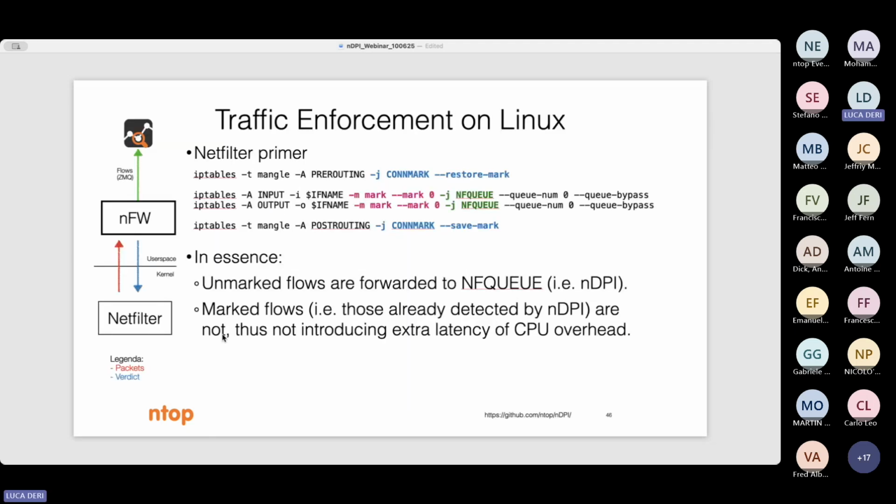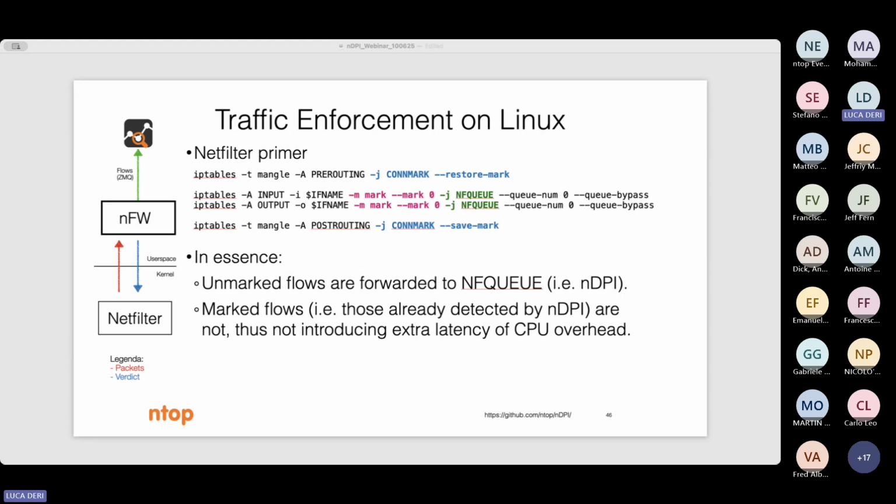In essence, whenever there is a flow that has to be bridged across 2 or multiple interfaces, the flow will go to user space. The first few packets will go to user space. nDPI will detect it, and based on that, you can decide whether you want to forward it or not. This is not an on and off. Of course, you can also use the traffic controller, the shaper inside Linux, to reduce the speed of selected flows. So yes, this is possible.